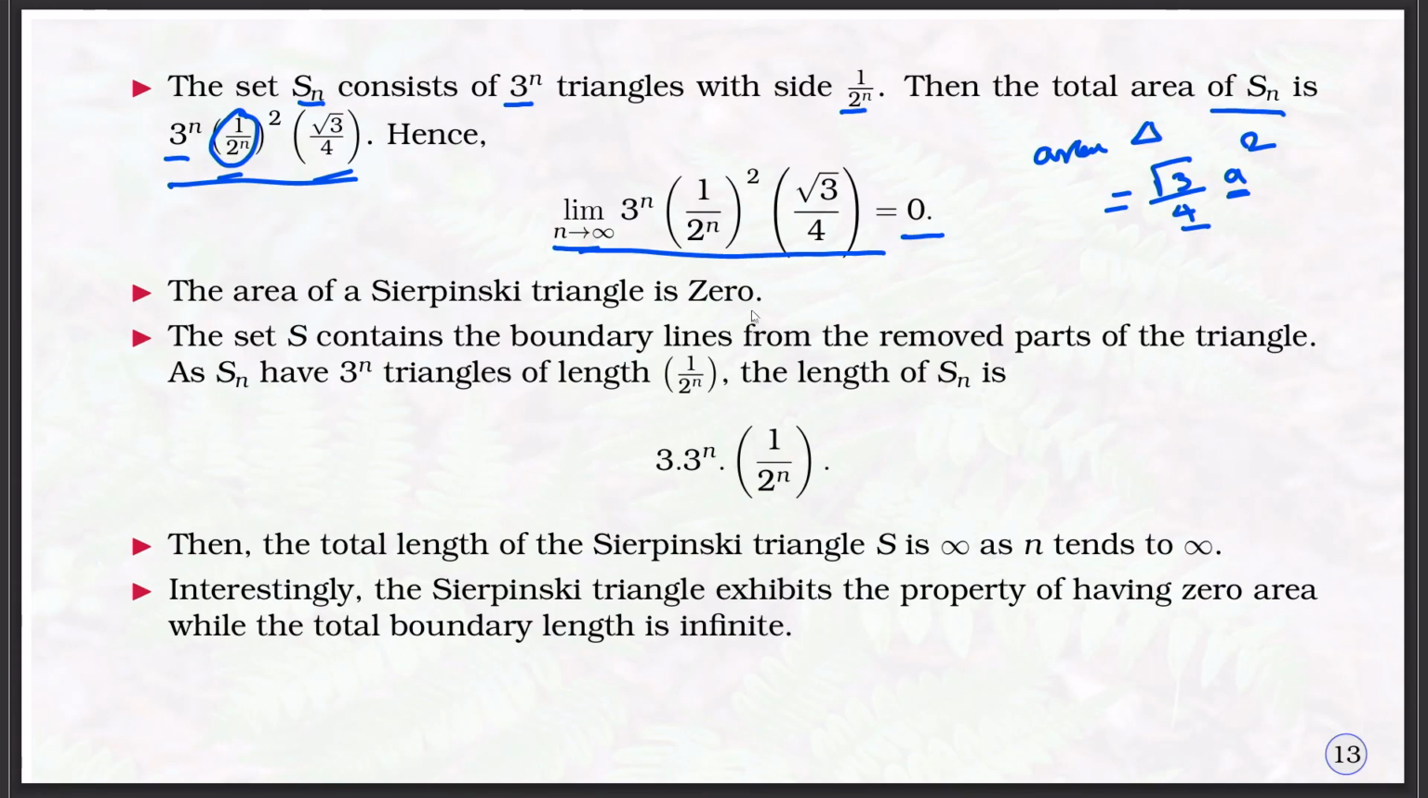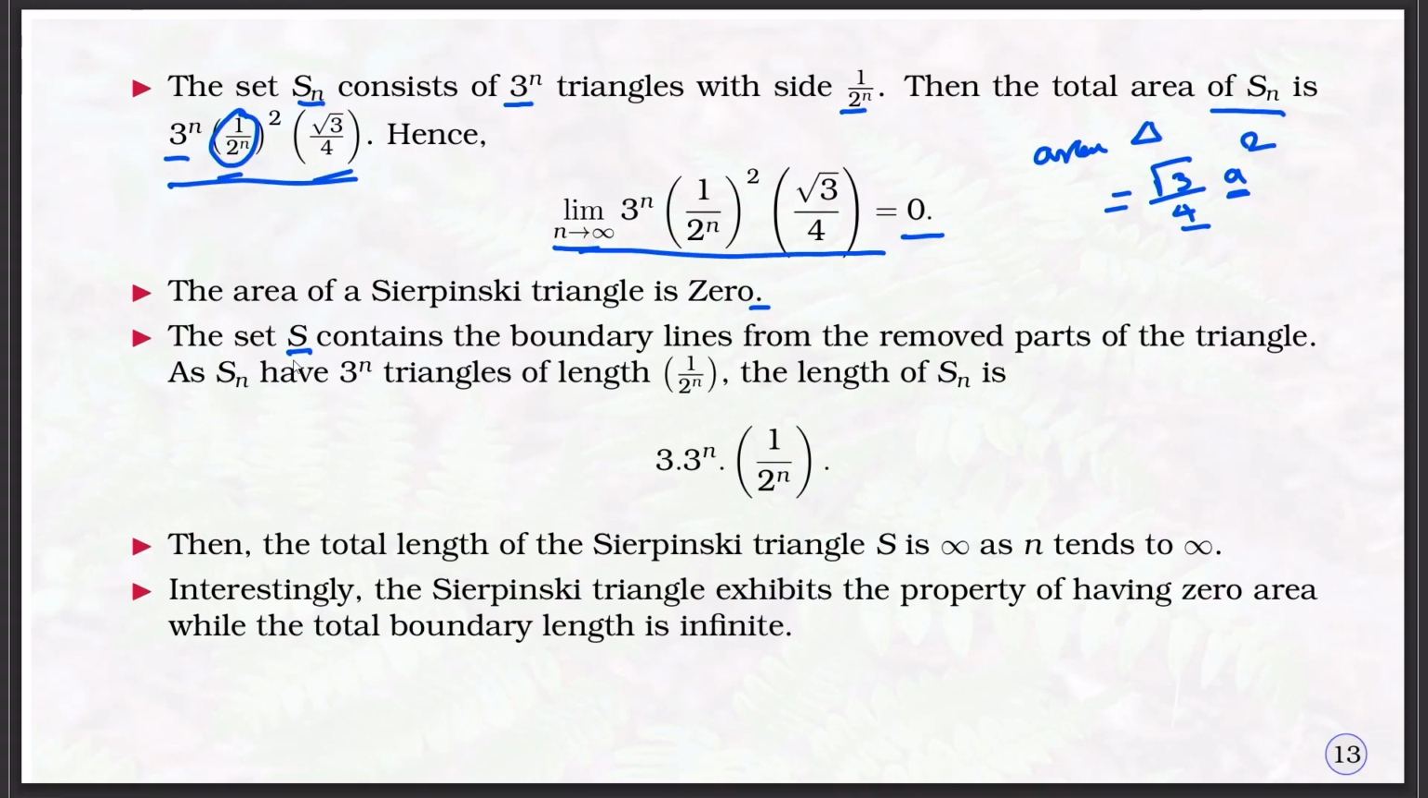So, after the infinite number of iterations, we obtain the figure that we call the Sierpinski triangle. The area of the Sierpinski triangle is 0. Now, in each iteration, we are removing the interior of the middle triangle, not the boundary.